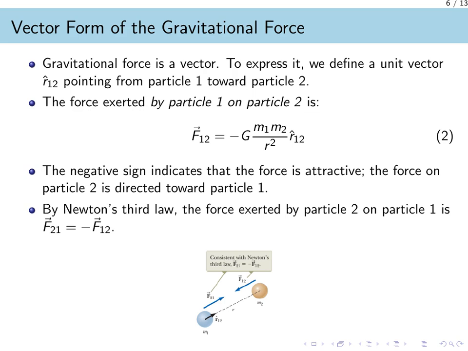Since gravity is attractive, the force on particle 2 pulls it back toward particle 1. This is the opposite direction of our unit vector, so the negative sign correctly describes an attractive force. Finally, Newton's third law confirms that the force particle 2 exerts on particle 1 is equal in magnitude and opposite in direction, so the vector F21 is just the negative of the vector F12.